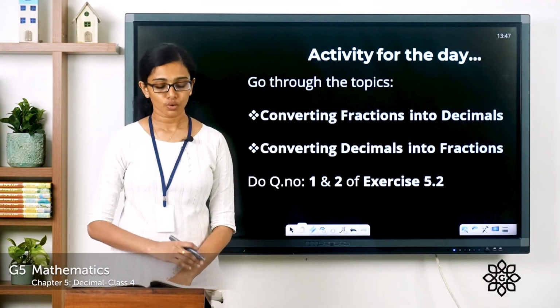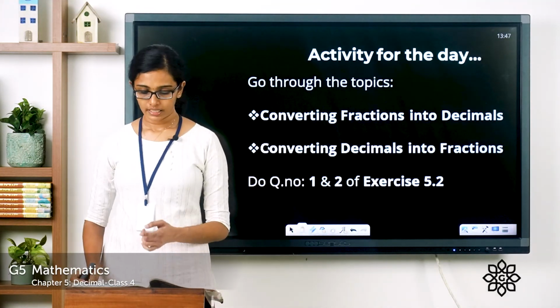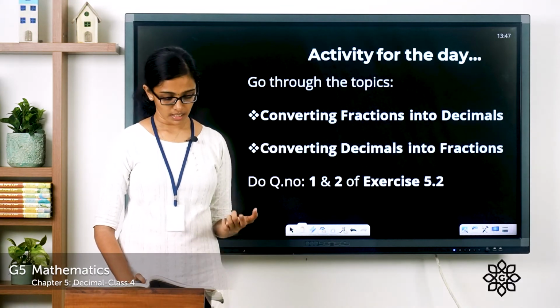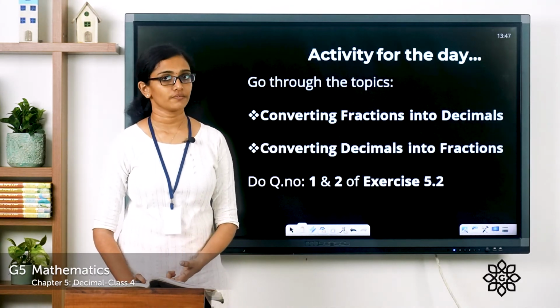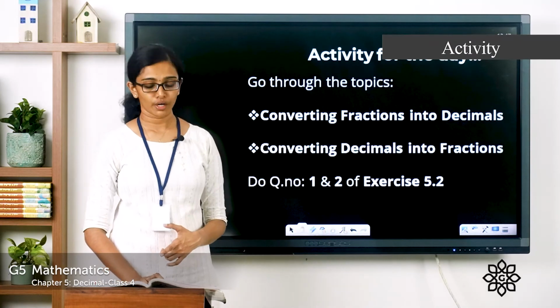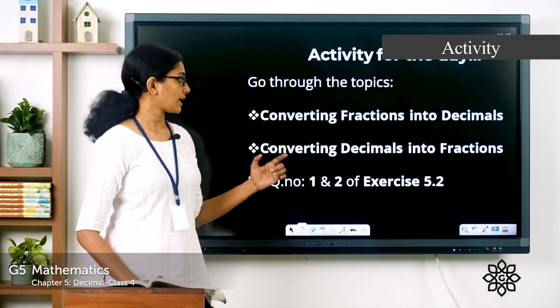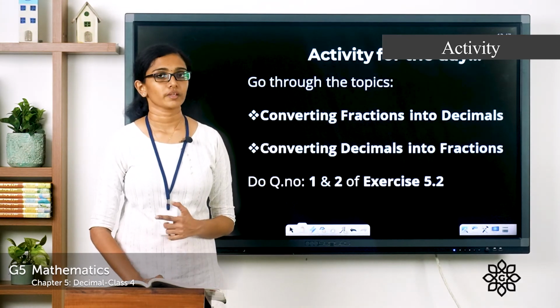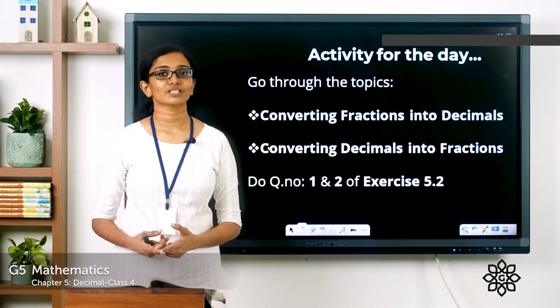Now you have to go through the topics converting fractions into decimals and converting decimals into fractions on page numbers 83 and 84. Then you have to move on to exercise 5.2 and solve question numbers 1 and 2 in your notebook. Then take a picture and send it to us through tips.